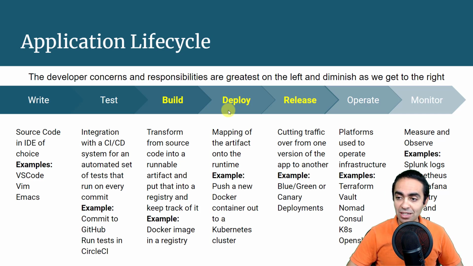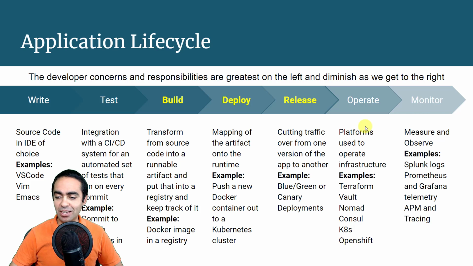Then the release phase, this really looks at updates to the application. So how do you cut traffic over from one version of the app to another? So moving from version 1 to version 2, for example. We take a look at blue-green or canary deployments at this stage.